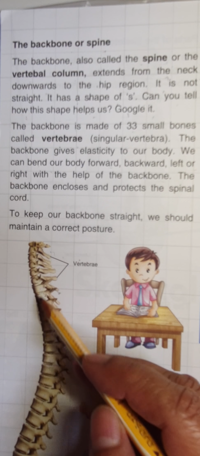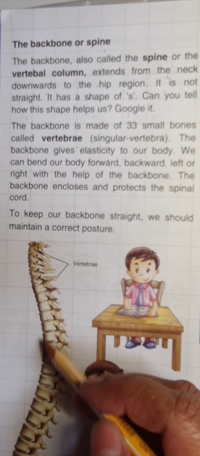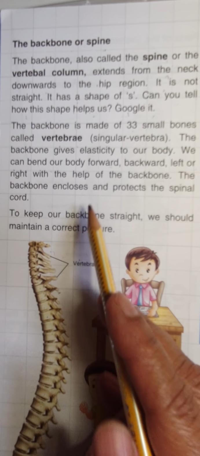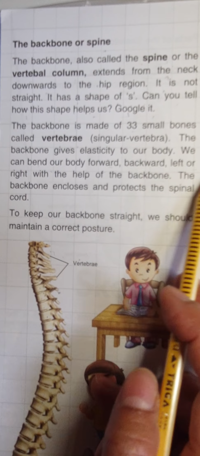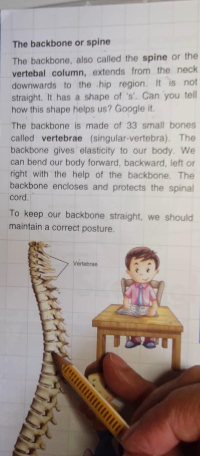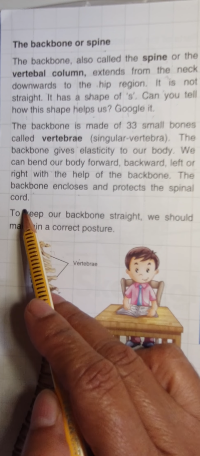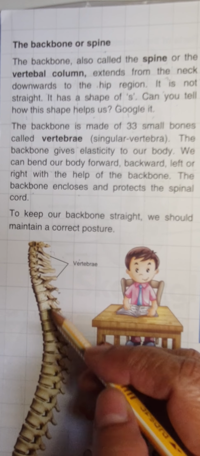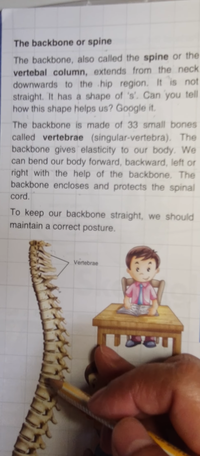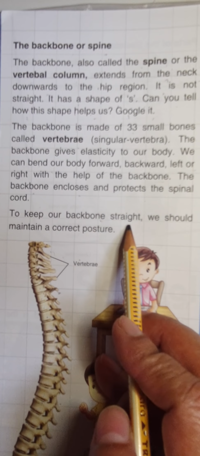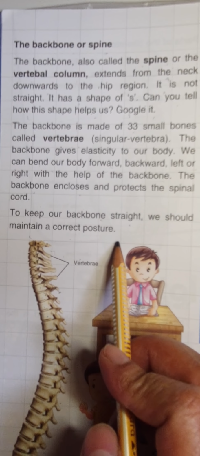And it has an S shape, so it helps us to move forward, backward, left or right with the help of this backbone. The backbone encloses and protects the spinal cord. So it protects our spinal cord. To keep our backbone straight, we should maintain a correct posture.